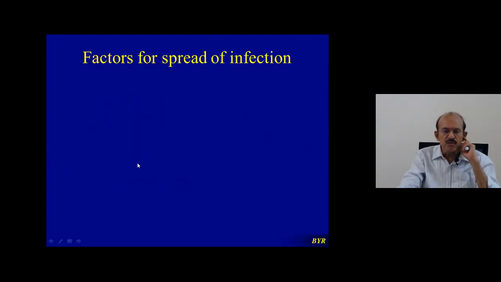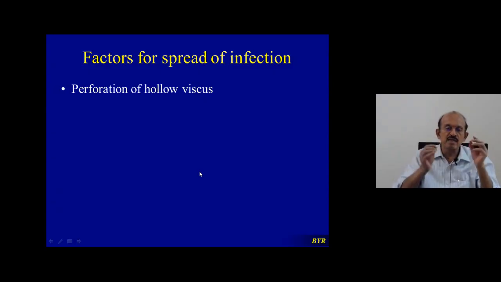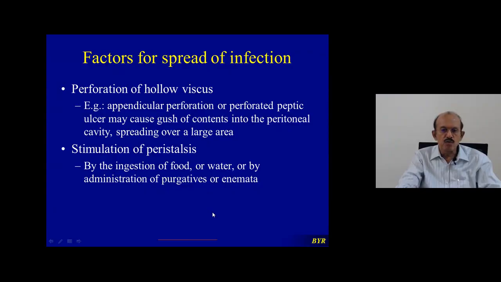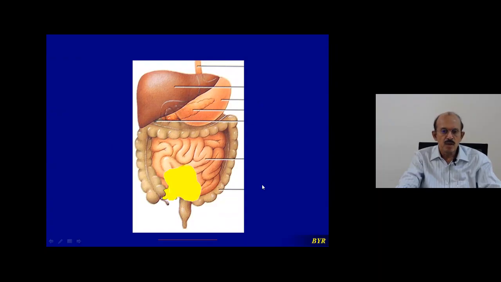Then let us see the factors for spread of infection. If it is a perforated viscus, then the spread will be more, because once the perforation is there, there is some force involved in spilling. The contents will not just seep out, they will be forcibly sprayed in the peritoneal cavity. Another factor is stimulation of peristalsis by ingestion of food, water, or by administration of purgatives or enema. If it is a perforation, the contents get sprayed over the peritoneal cavity.